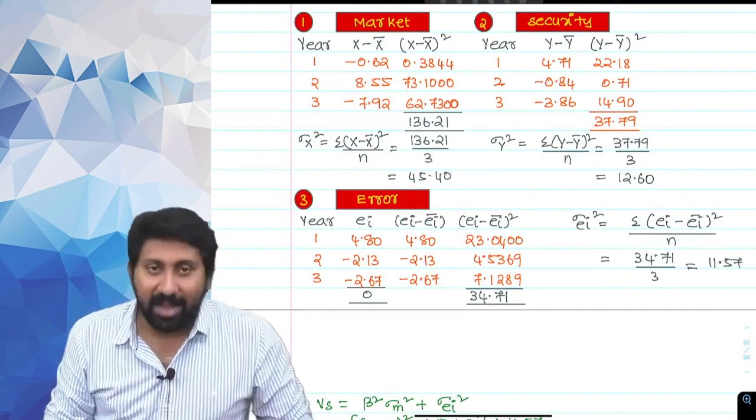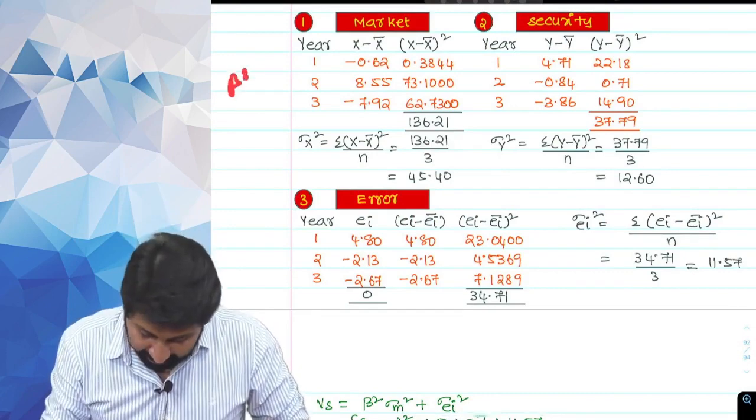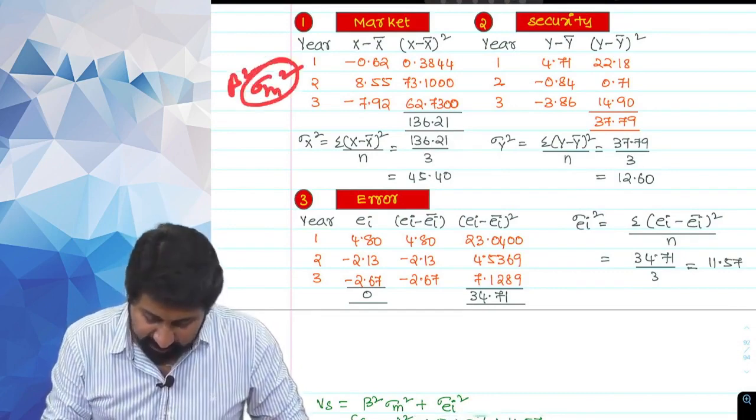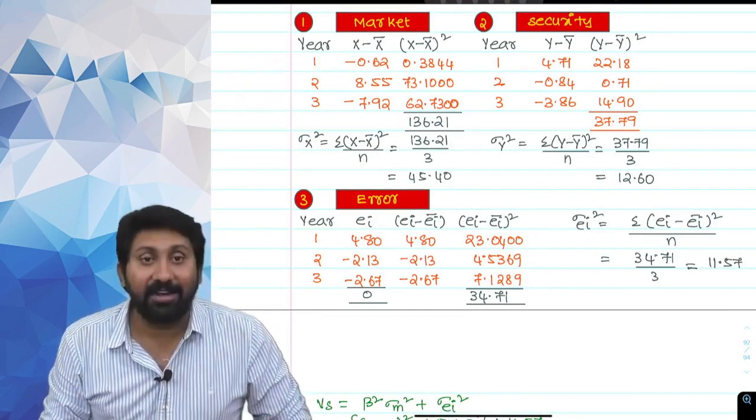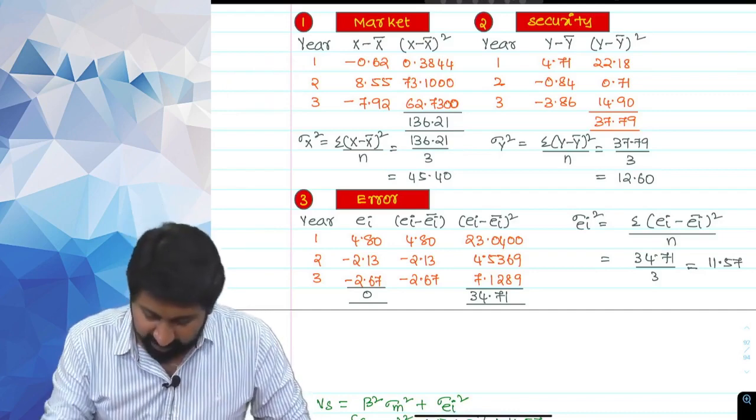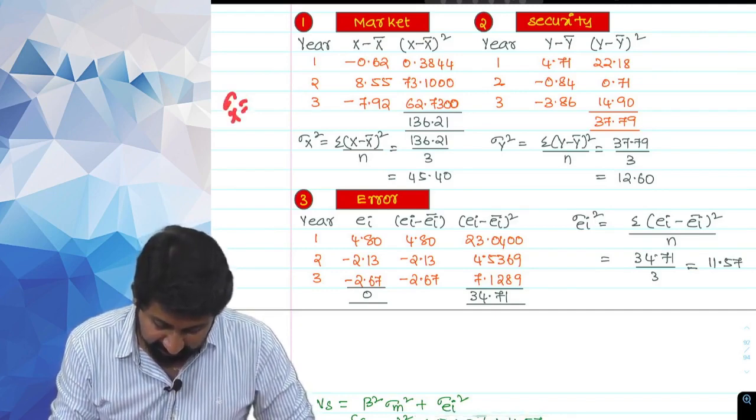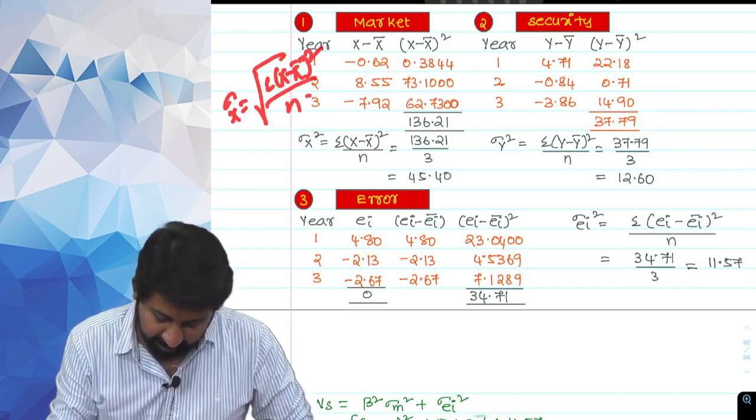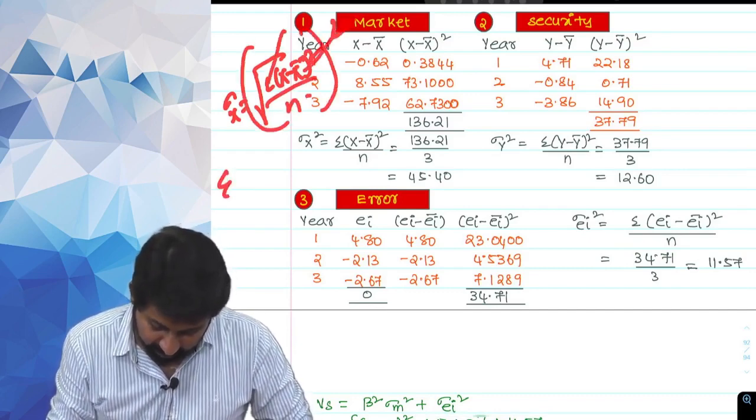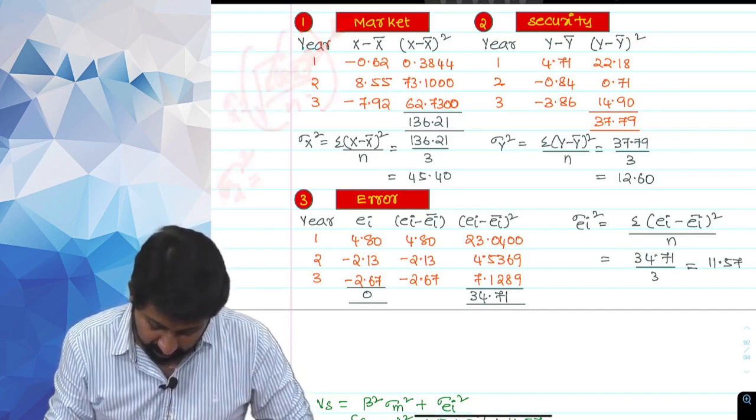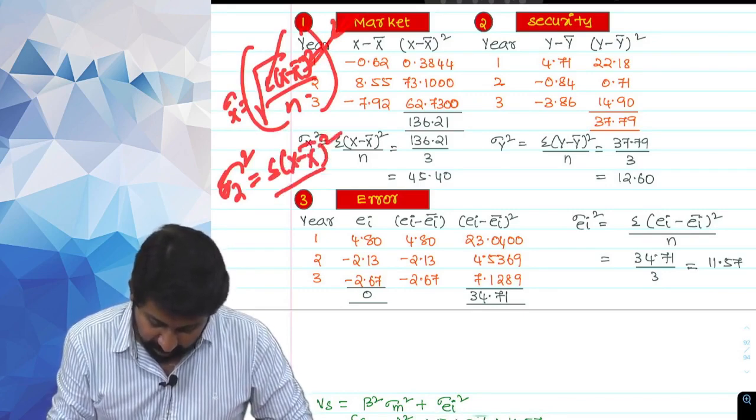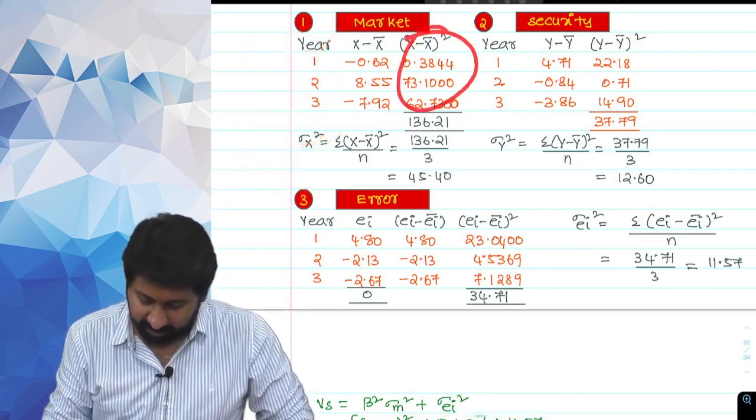So, why are we calculating this? Because beta square, sigma m square. Sigma m square means what? First, we need to calculate the variance of the market. What is the formula for standard deviation? Standard deviation of x equals the root of sigma x minus x bar the whole square divided by n. Variance means the square of this. So, sigma x square equals sigma x minus x bar the whole square divided by n. That's why we are calculating this.